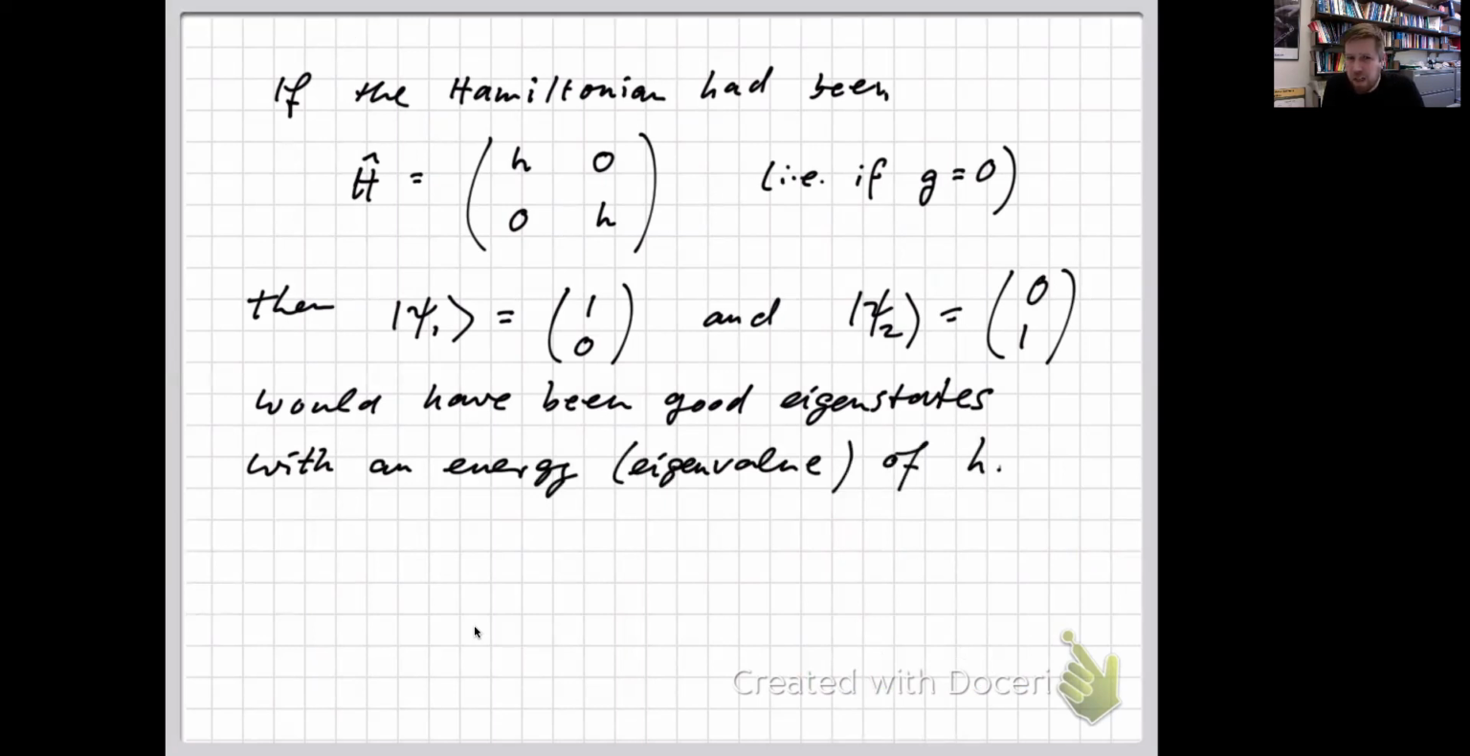Right? They're both actually eigenstates. So if you multiply h hat, that matrix up here, to the column vector 1, 0, what would you get? You get that column vector back times an h out front, right? So the eigenvalue would have been h. If you apply this matrix to this other column vector, you would get this back with an h out front as well. So both of these would have an eigenvalue of h. So we have some degeneracy here.